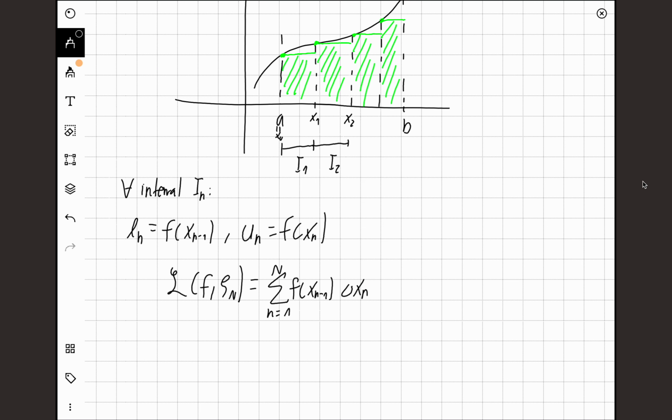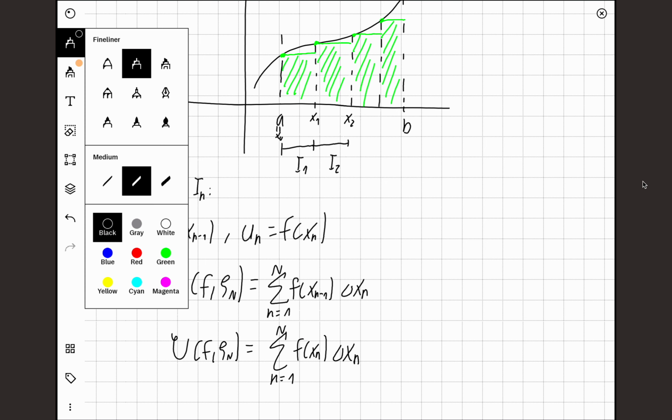And now, the same thing I can say for the upper bound sum. So how do I draw this? I always forget how to draw a fancy U. So I don't know. For the upper bound sum of f and our partition, this is the exact same partition. They have to have the same partition. I'm gonna move this down a little bit. The upper bound sum will just be, again, the sum from n equals 1 to N of f of xn times delta xn.